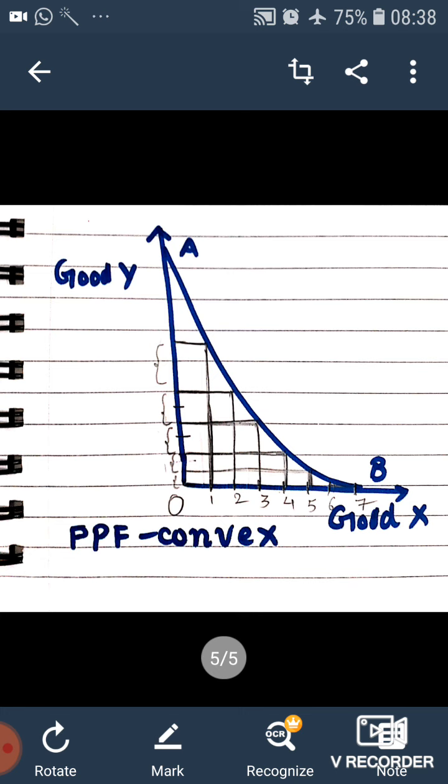Always remember these two situations exist, PPF being a straight line or convex. Okay? But actually in real life these two things don't arise, and we have a PPF which is concave in shape. So these are some imaginary situations that we try to understand where PPF can be convex or it can be a straight line.